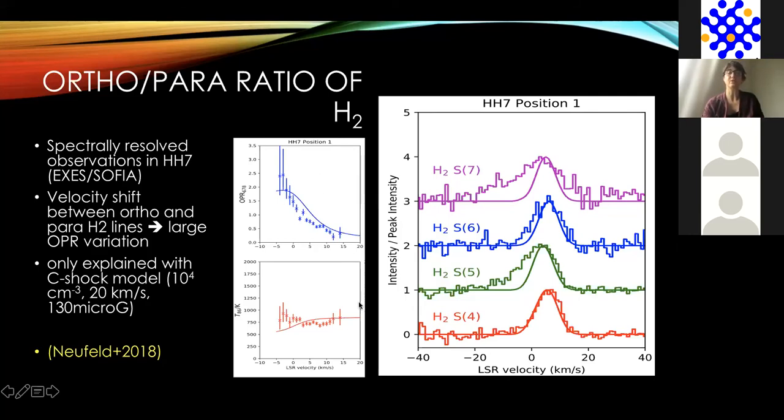And you can try to model it with a Paris-Durham shock model. And these are the models, the curves here, which Cham and Pierre Lesaffre made. This is a very nice fit for this shock model.